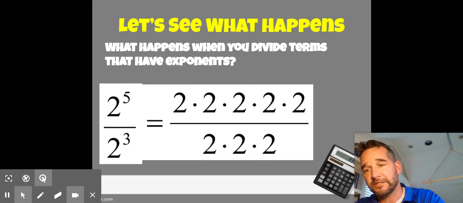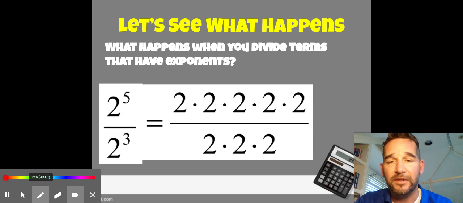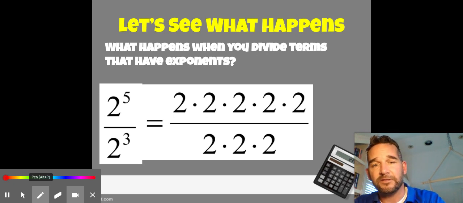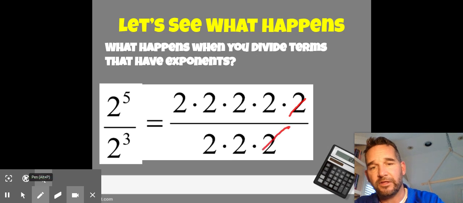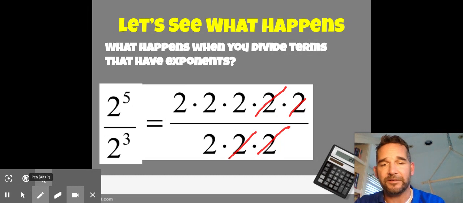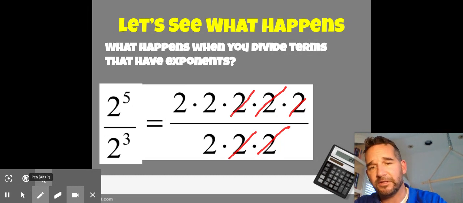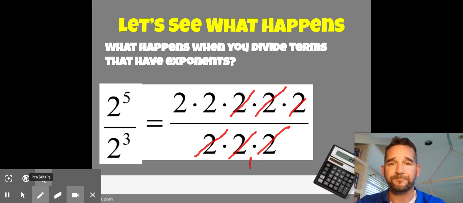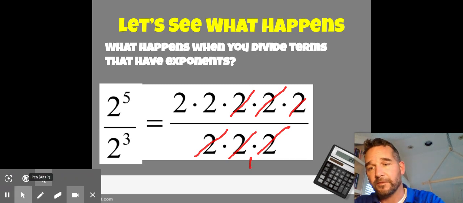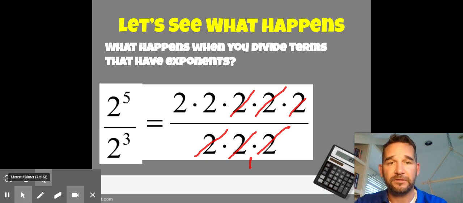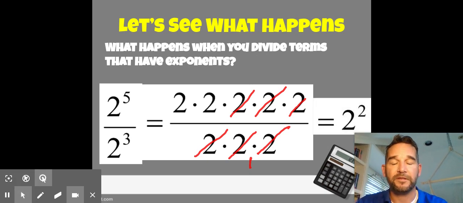Now, I remember when I was younger that if I had something on the top that was the same as something on the bottom, I could cancel those out. So a 2 on top could cancel with a 2 on the bottom. Another 2 in the numerator can cancel with another 2 in the denominator. Another 2 up here can cancel with another 2 down here. And now I'm left with just 1 on the bottom. And if you notice at the top, we end up with 2 times 2. Or if we want to write it exponentially, we end up with 2 squared.